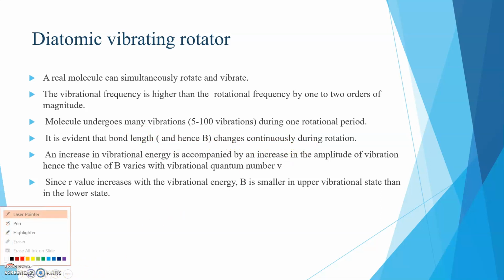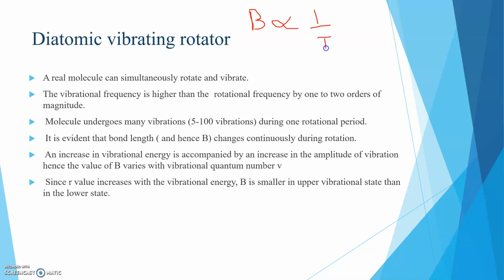And you know that the rotational constant B is inversely proportional to the moment of inertia. It implies that it is inversely related to r squared, that is, it is inversely related to the bond length. So if the bond length changes continuously during rotation, it means that B, the rotational constant, is also changing. And when a molecule undergoes a vibrational transition from 0 to 1, we know that r changes from the equilibrium value, the amplitude of vibration increases, and the r value changes.